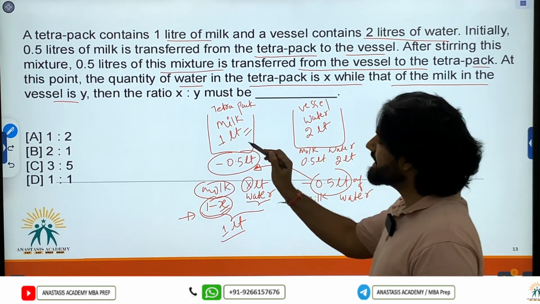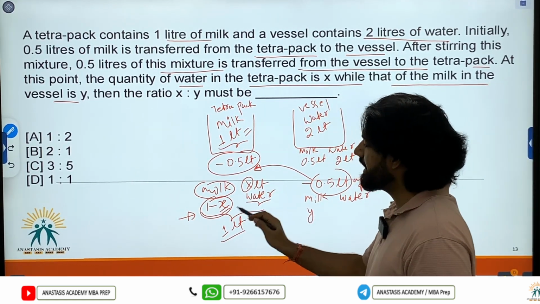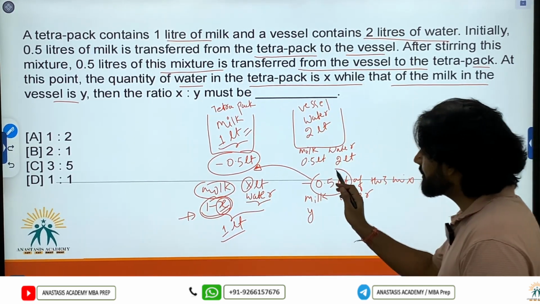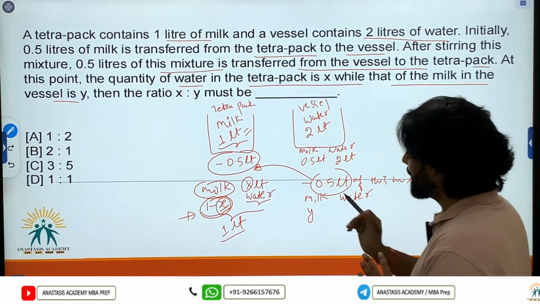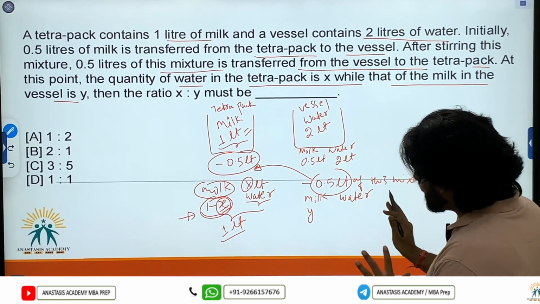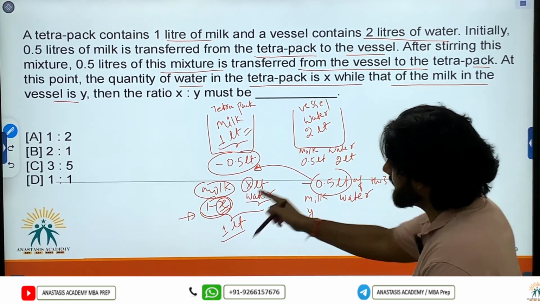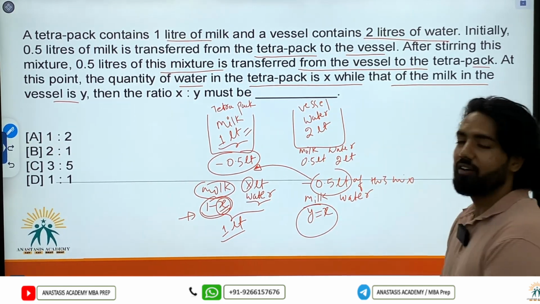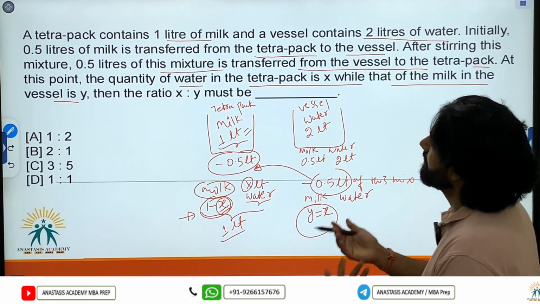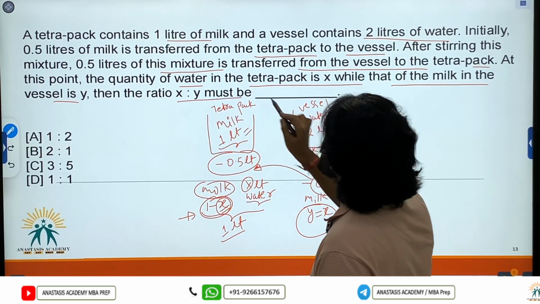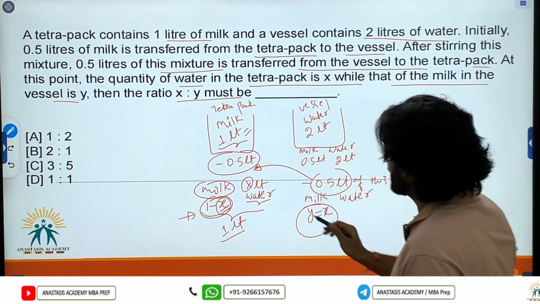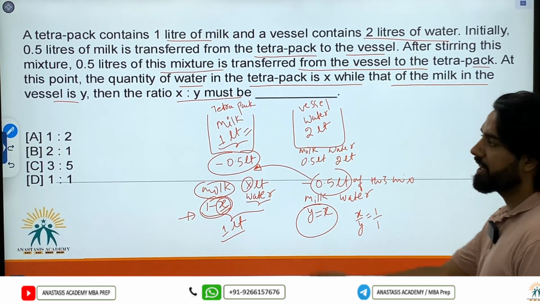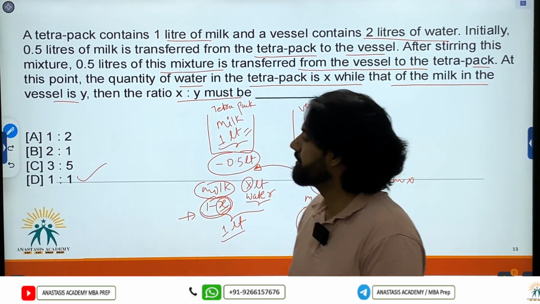And because initially the total milk was 1 liter, this X liter of milk has gone where? It has gone to the vessel. So the amount of milk at the final stage in this vessel must be equal to X, and it is given as Y units or Y liters. What is asked? The ratio of X to Y must be equal, so X upon Y must be 1:1. The correct answer would be option D, right?